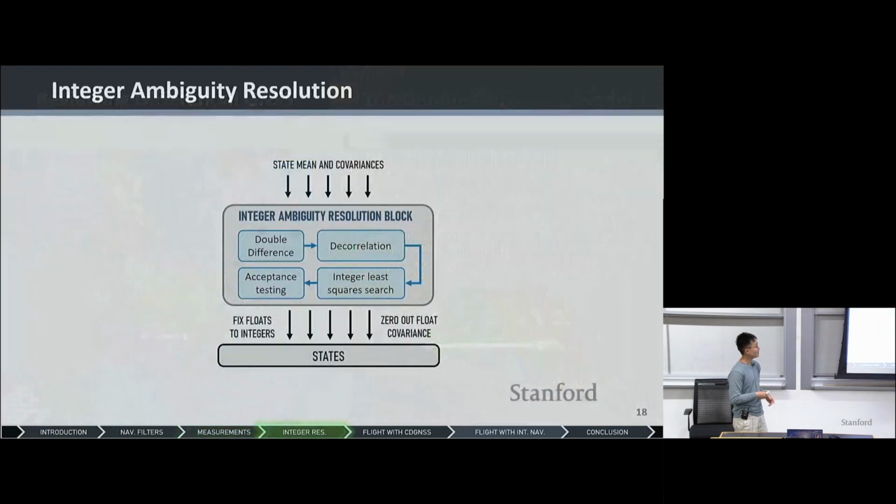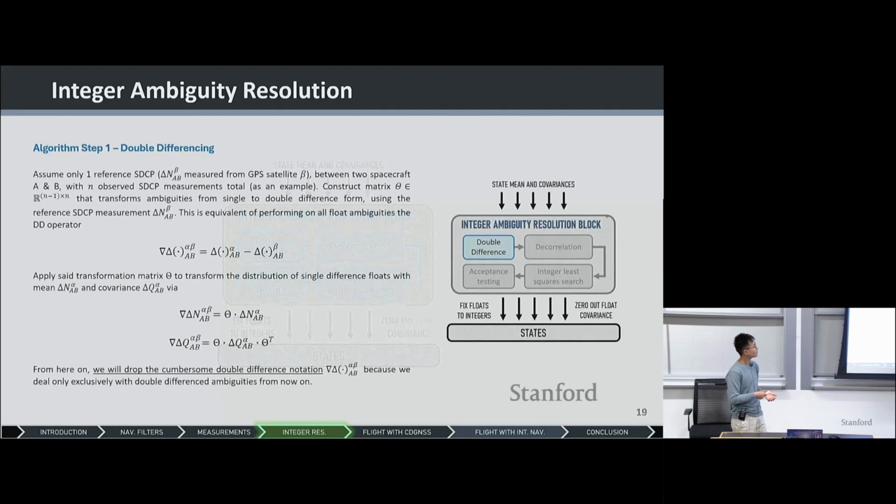And so this is what the IAR, or integer ambiguity resolution block, does. We've done the double differencing. The next step is to do a decorrelation before we do a discrete search. So this is just an optimizer. We validate the confidence of our solution. And if they are confident enough, we say we fix the floats to integers, and we update what our knowledge of these float ambiguities are into integers.